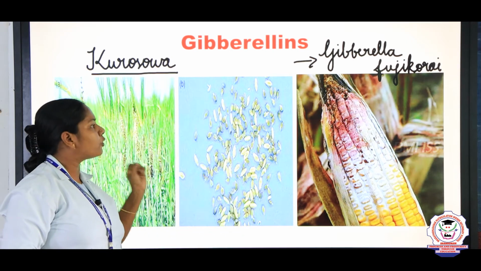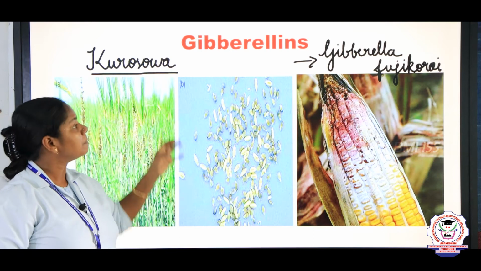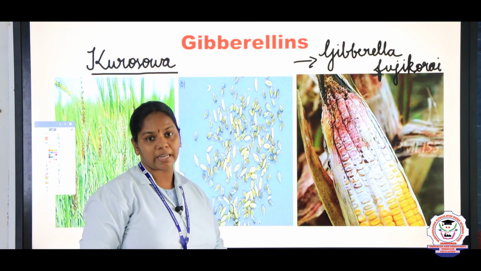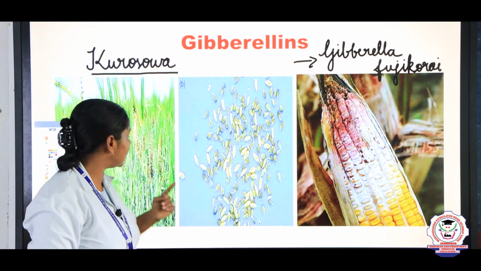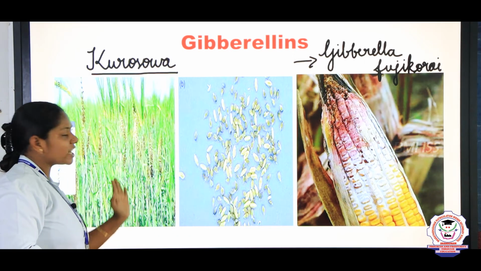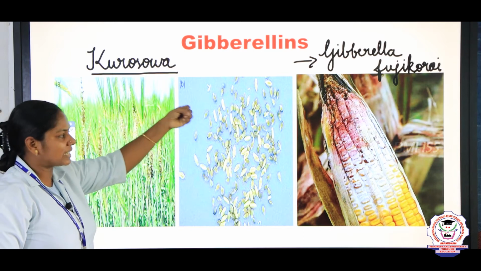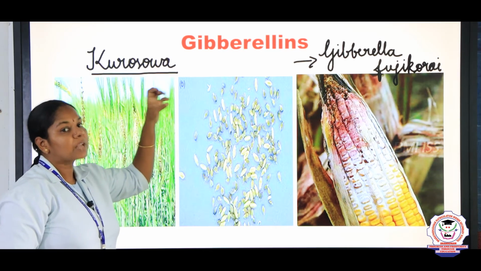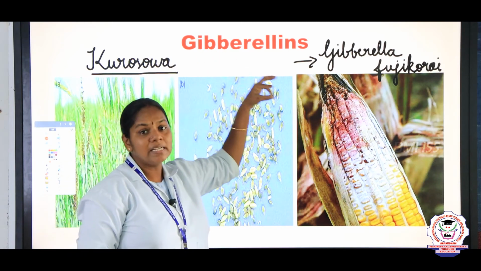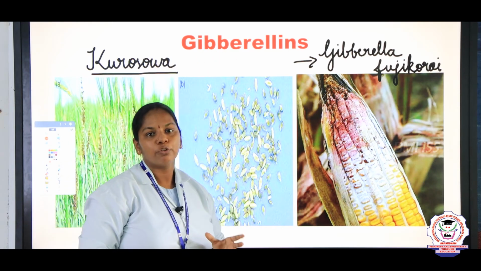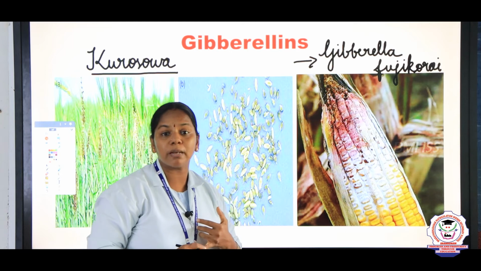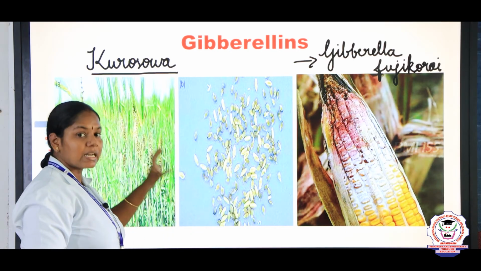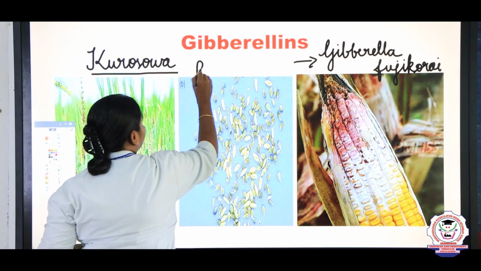So this foolish seedling is caused by the gibberellins produced from Gibberella fujikuroi. But one important advantage is that it causes the elongation of the stem, right? But it results in the foolish seedling. So the person Kurosawa obtained this gibberellin from the fungus Gibberella fujikuroi, which is responsible for causing foolish seedling disease in rice, and another name for this is Bakanae disease.